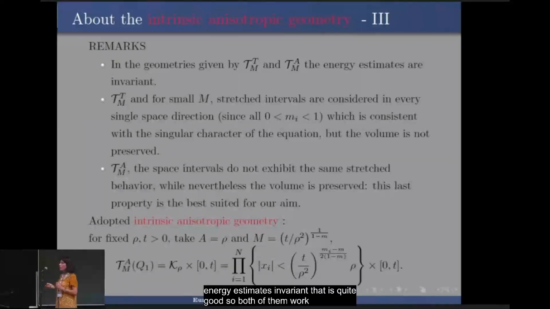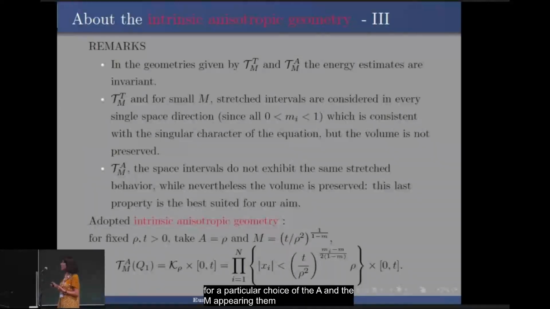The first one says that if we consider small m's, then all the space intervals are stretched, okay? But they do not preserve the volume of our cylinder. For the second one, we cannot say that all sub-intervals are stretched, because some of them are shrinking, some of them are getting bigger, but the volume is preserved, and that is something that we would like to have. So we choose the second geometry.